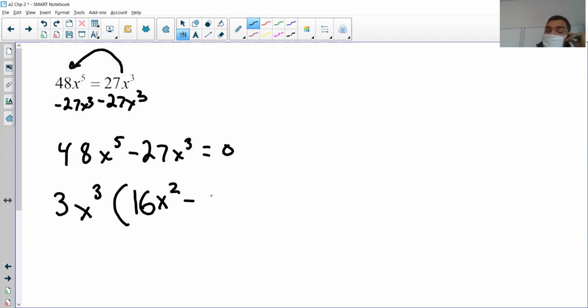Minus 27 divided by 3? Nine. The x to the thirds cancel out, so it's just 9. Equals 0. Okay, again, you're going to have to check each piece to see if you're done.